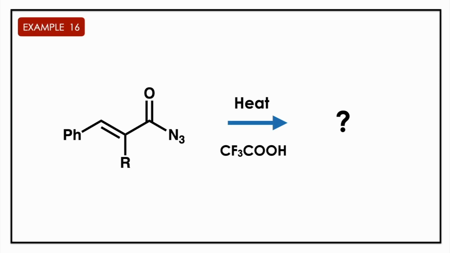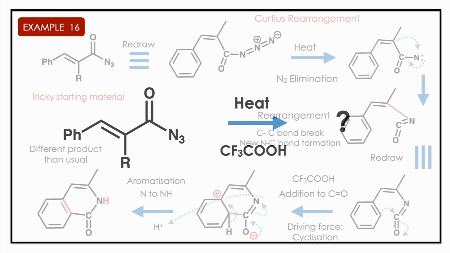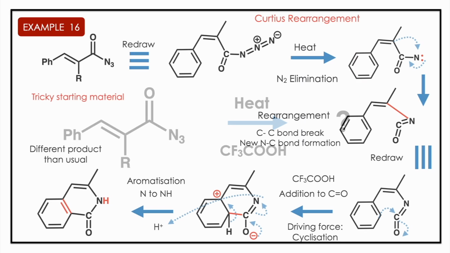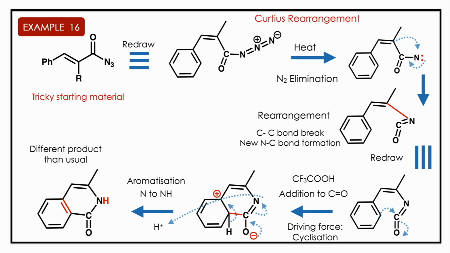Then the next example: here you have a carbonate, on one side an acid, on the other side a styrene with R groups. You are heating it up and using trifluoroacetic acid. You should find what the final product will be. Here the starting material is tricky because the phenyl is hidden. If you redraw with the phenyl and acid group, you may see the possibility of Curtius rearrangement with cyclization.